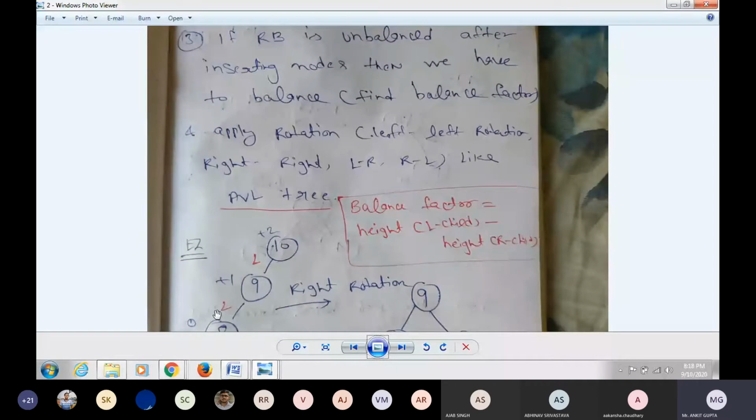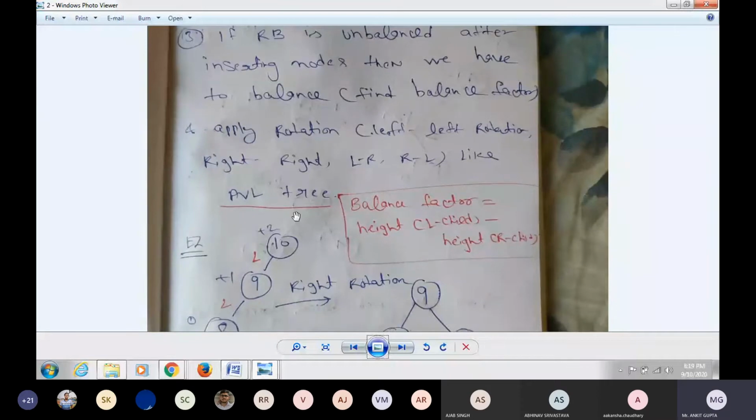But if the balance factor is other than -1, 0 or 1, suppose 2, 3, like that, or -2, other than this, it is unbalanced. So we have to rotate. Okay, we have to rotate. Rotation is left rotation, right rotation, LR, left right rotation, right left rotation. Okay, if suppose LL, left left, so I have to apply right rotation.